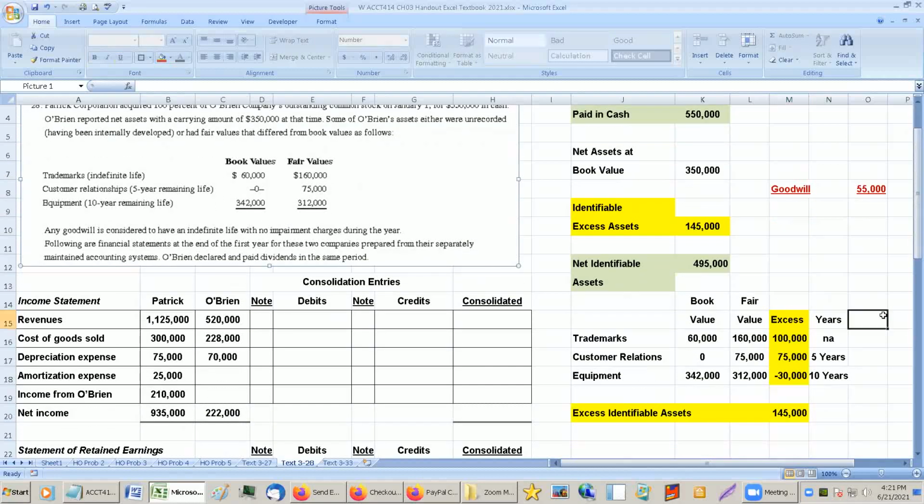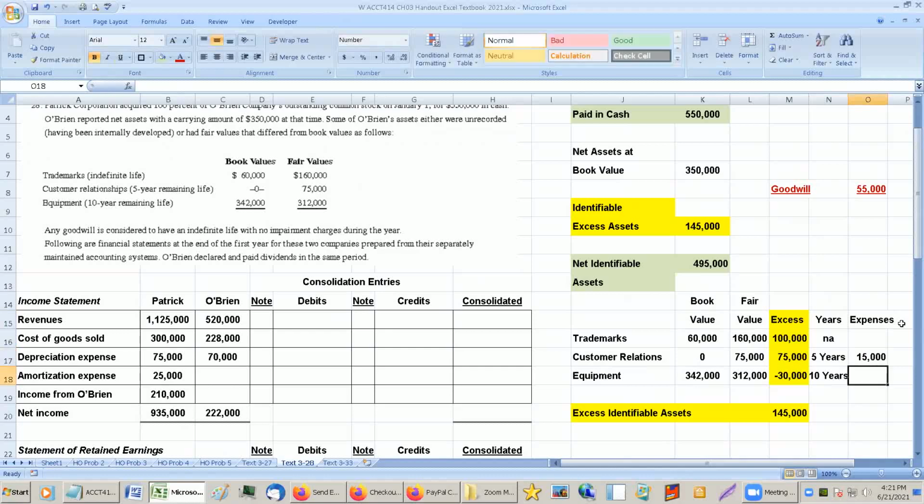I think that's it. Now for the expenses here, though. So the additional customer relation expenses, I think those relations are going to last for 5 years. 15,000. Now this one, be careful because this is actually going to reduce our expenses by 3,000, because in reality we're only picking up the 312 on the equipment.